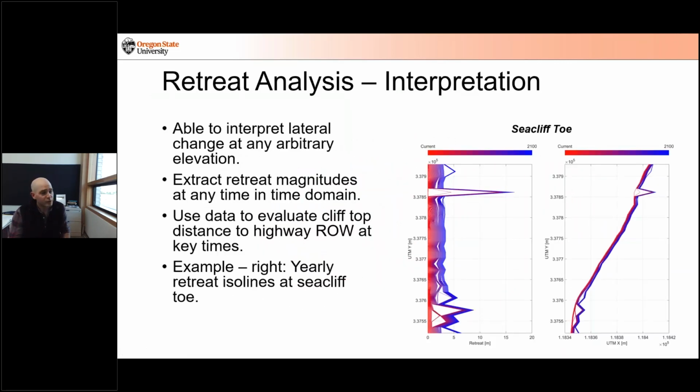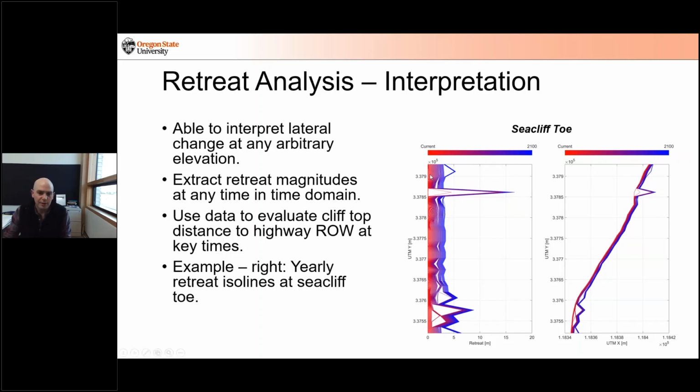We can look at retreat over time at any arbitrary elevation. In this case, I'm looking at the approximate elevation of the sea cliff toe, about 7 meters above sea level. So the coloring represents red, which is now, and blue represents 2100, which is far enough away to not know how accurate our predictions of sea level rise or retreat would be, but it serves as an index for starting to characterize where we expect more retreat.